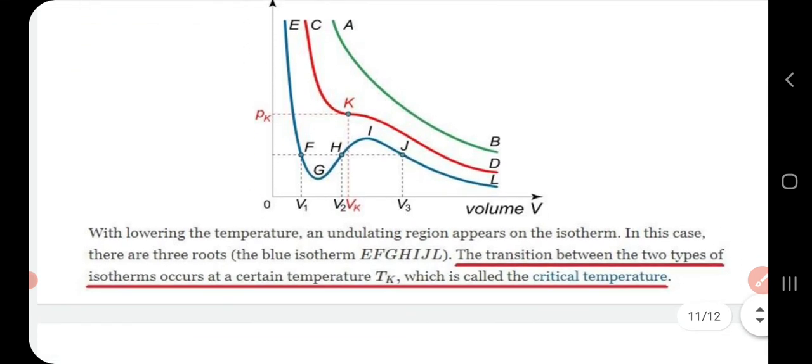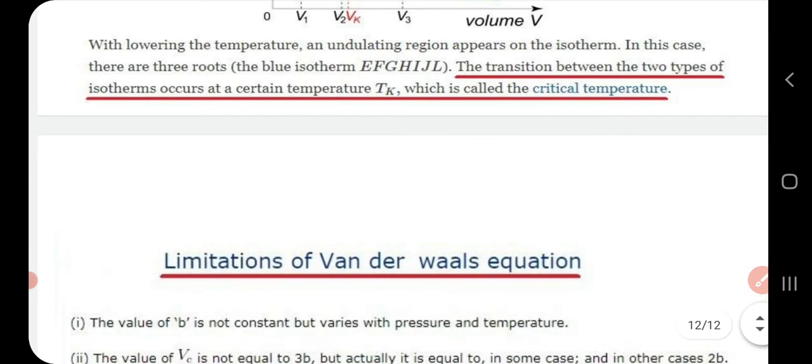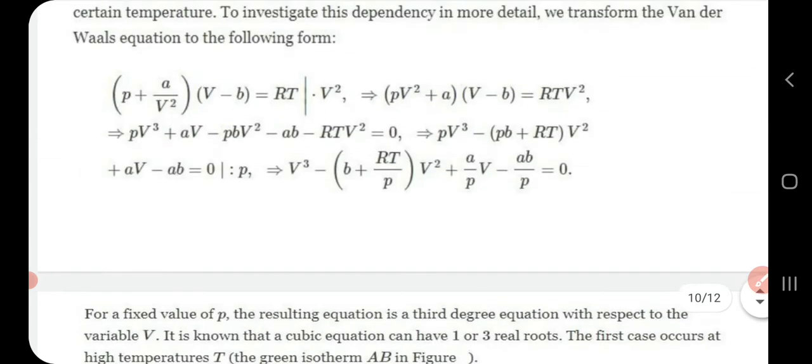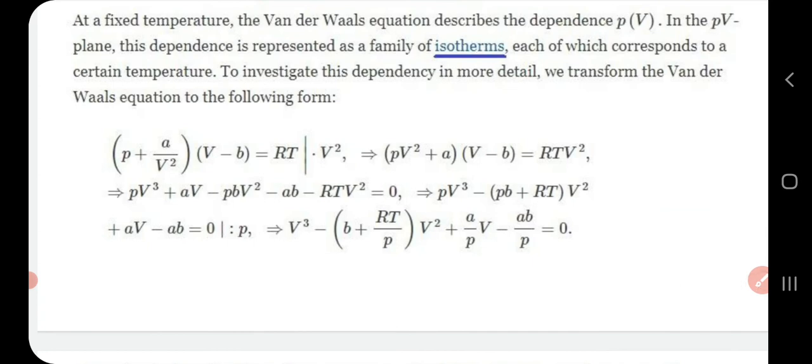When temperature is lowered, a region appears on the isotherm, and in this case there will be 3 roots, that is the blue isotherm EFGHIJL. The transition between these two types of isotherms, that is from AB to EFGHIJL, occurs at a certain temperature Tk, and that temperature is called the critical temperature. Okay, so this is very easy. If possible, it will be nice if you write this also.